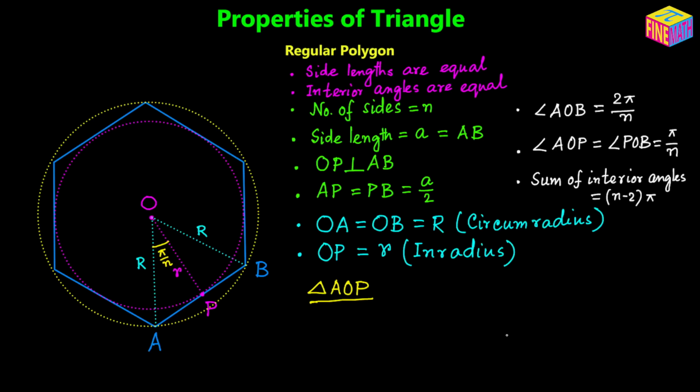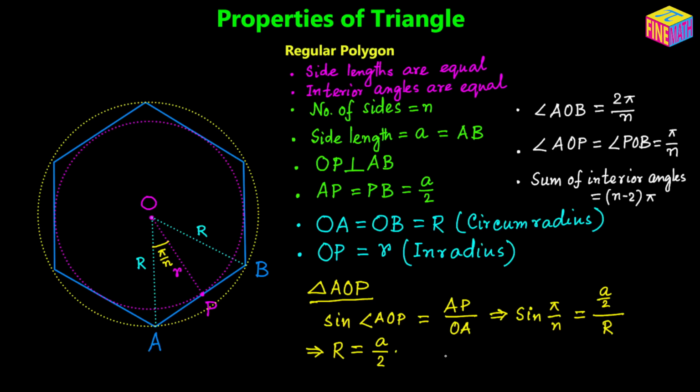Now if we look at the triangle AOP, what would be the sine of angle AOP? Well, it will be opposite over hypotenuse, that is AP over OA. The size of the angle AOP is pi over n, so sine of pi over n is equal to AP over OA. AP is half of A, and OA is the circumradius, uppercase R. From here we can say that R will be equal to half of A times cosecant of pi over n, and I am going to highlight that.